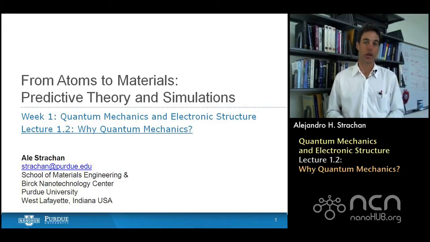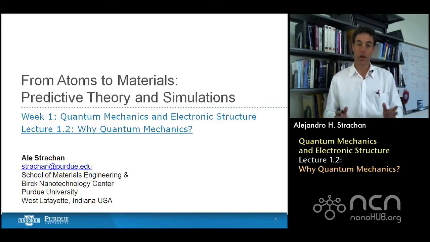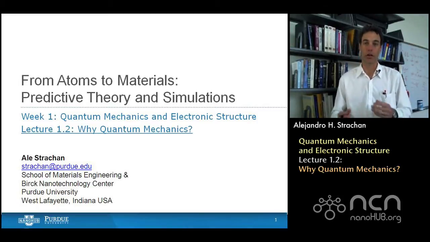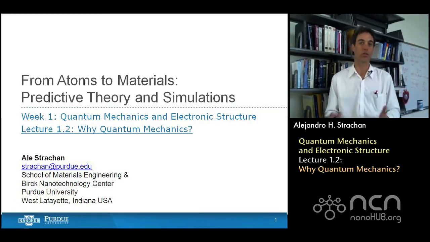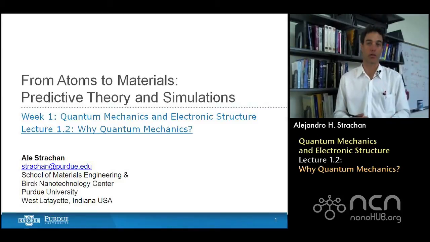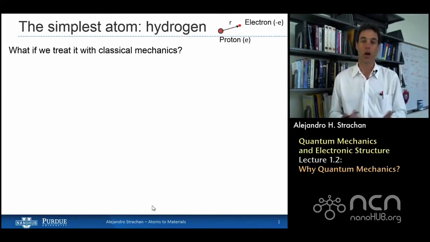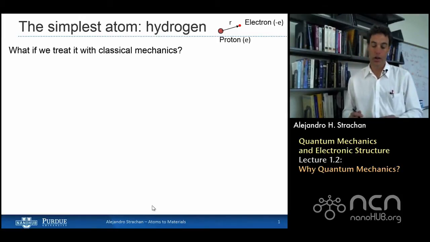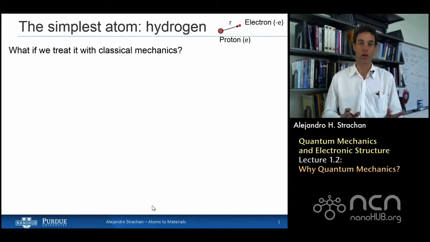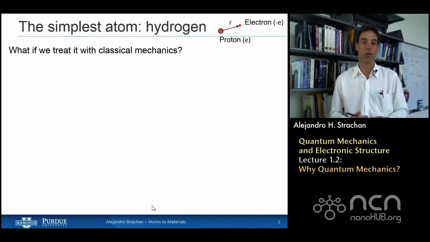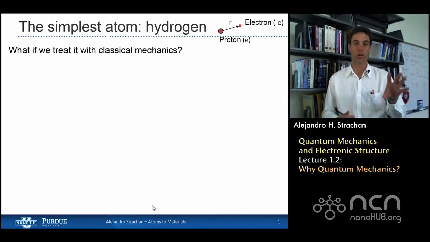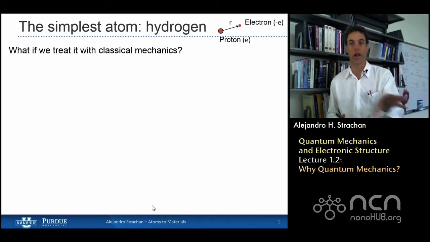Welcome, everyone, to the second lecture of Atoms to Materials. Today, we're going to start talking about quantum mechanics and hopefully start developing an intuition for how quantum mechanics works. And we're going to start by motivating why we need quantum mechanics. We're going to use an example. We're going to start with the simplest possible atom, okay? And we're going to start our road of connecting atoms to materials.